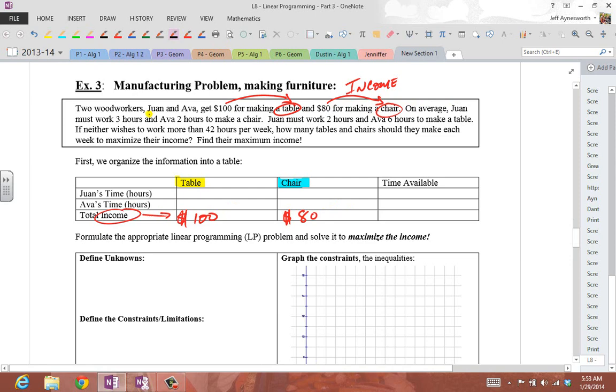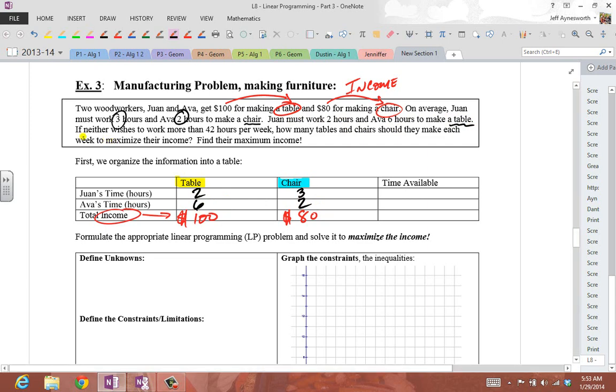On average, Juan must work 3 hours and Ava 2 hours to make a chair. So this information is about a chair: 3 hours for Juan and 2 hours for Ava. Very good. Now Juan must work 2 hours and Ava 6 hours to make a table. So now we have information on the table: 2 hours for Juan and 6 hours for Ava. It takes her a little bit longer to make a table.